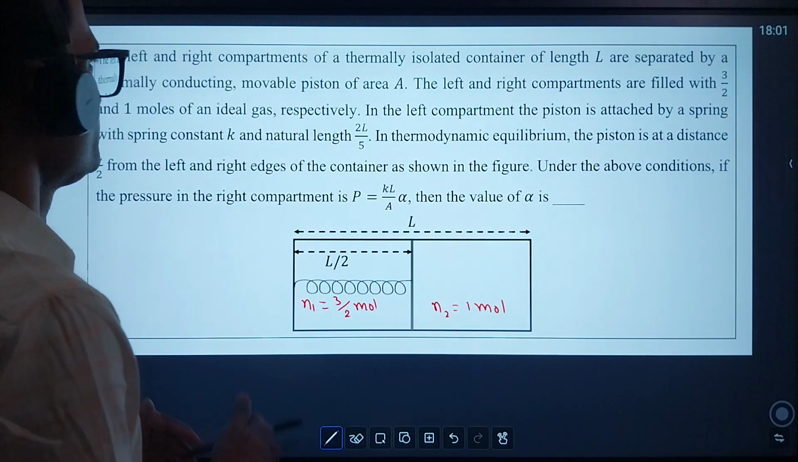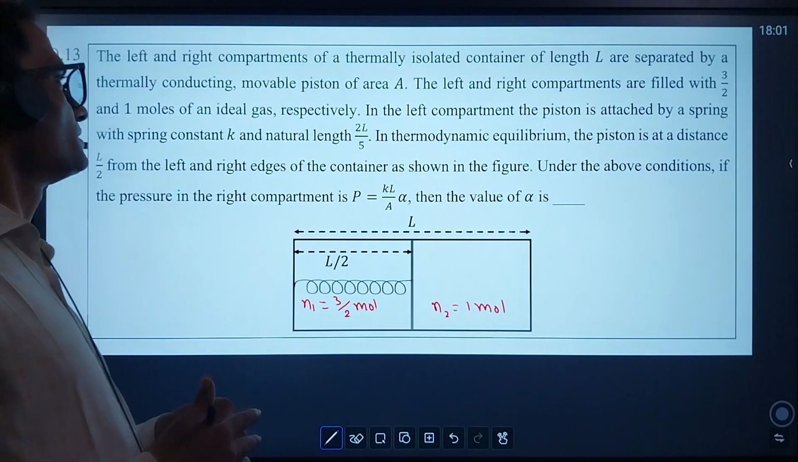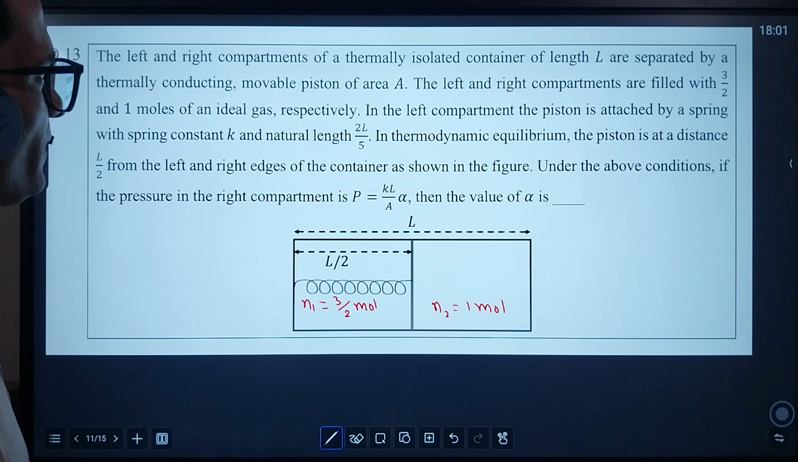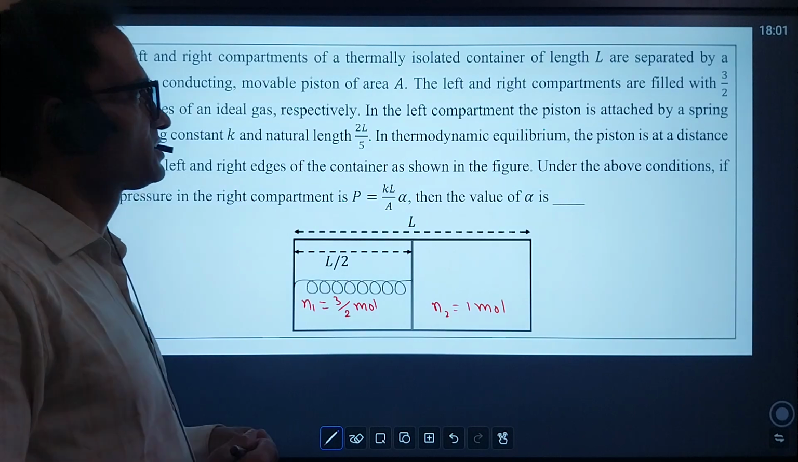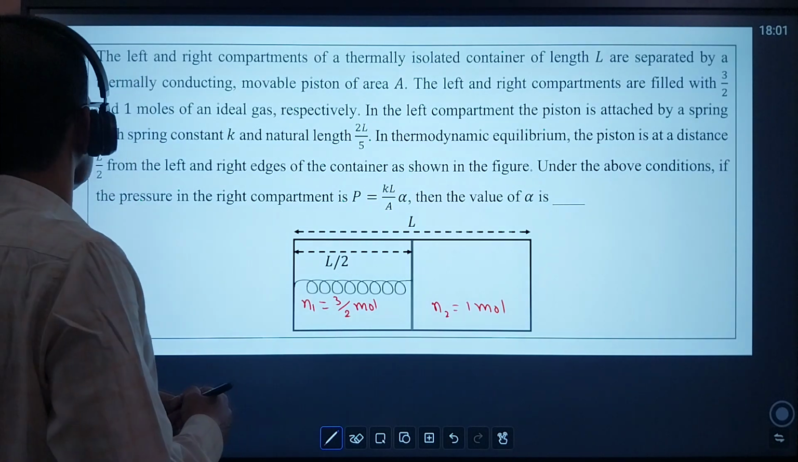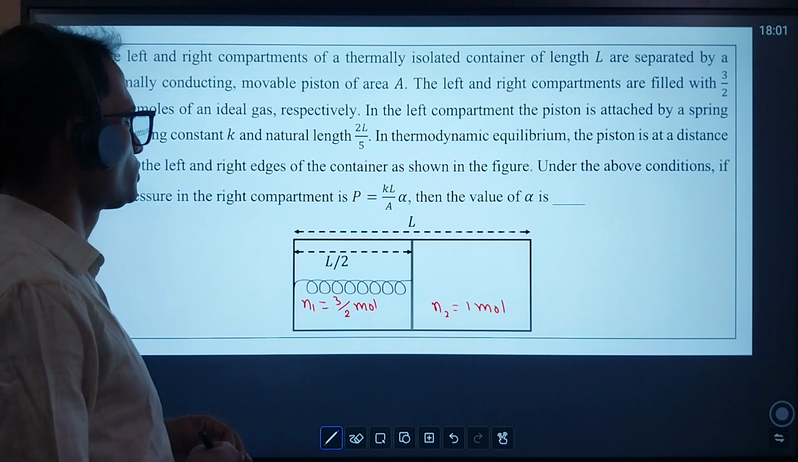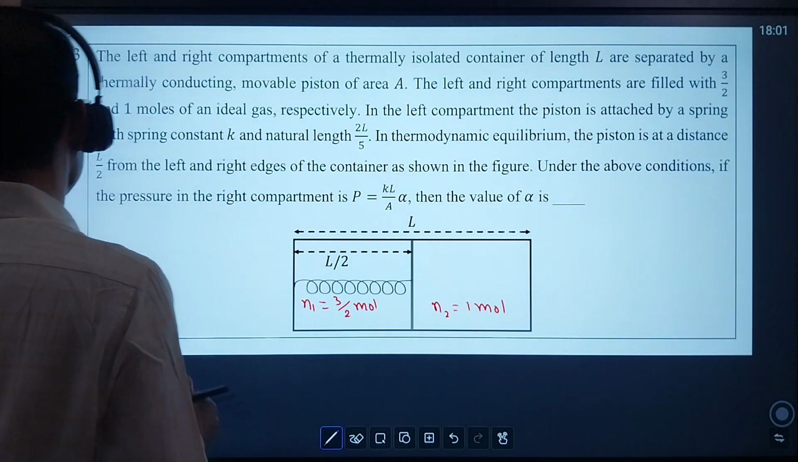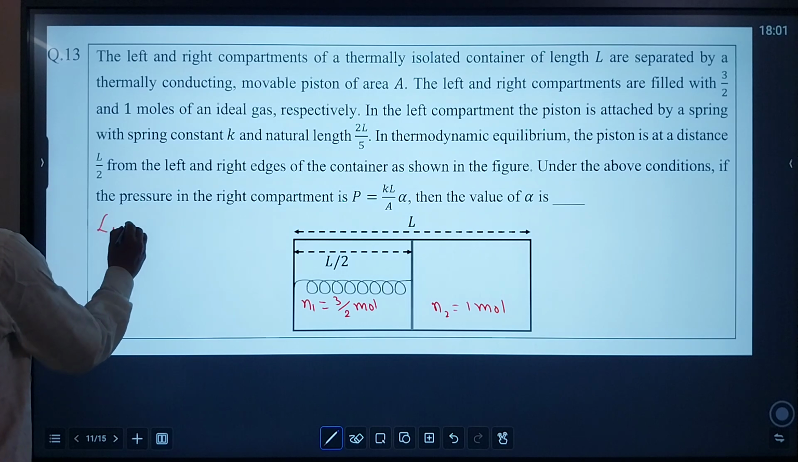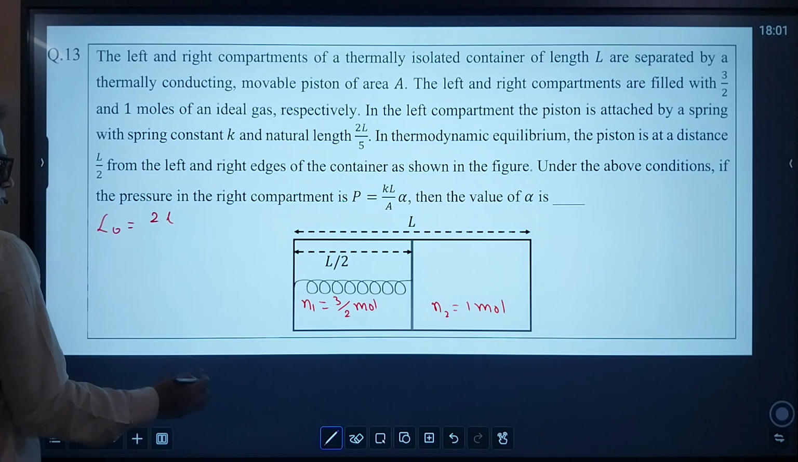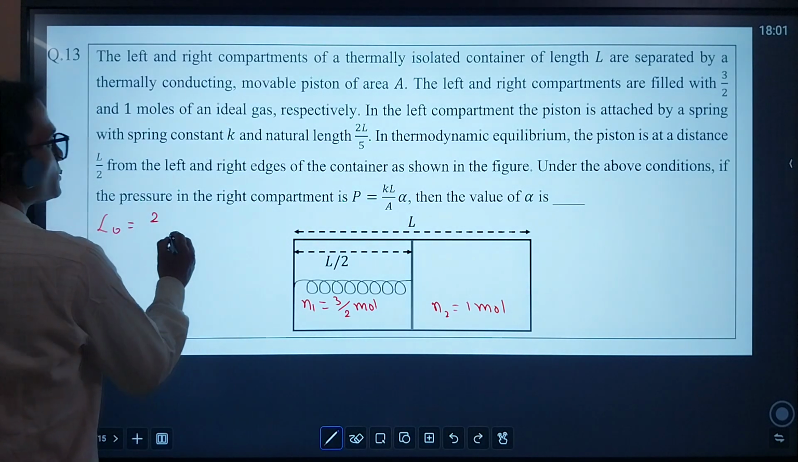So the left side has more gas. In the left compartment, the piston is attached with a spring with spring constant K and natural length 2L by 5. So L naught here is 2L by 5.